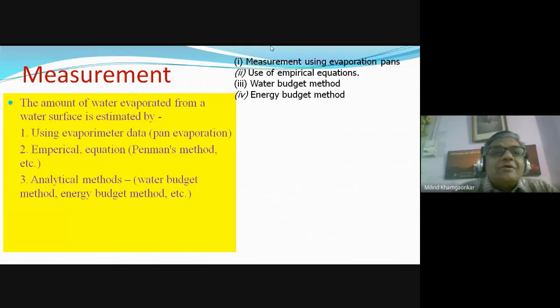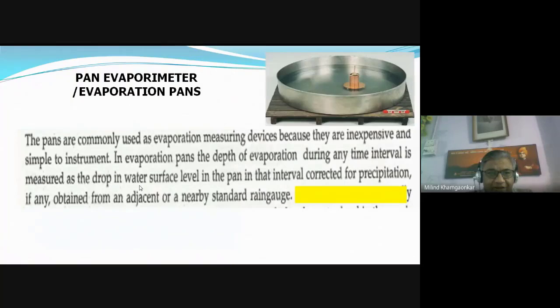Cetyl alcohol is the evaporation control chemical. How to measure the evaporation? There are various methods. The main one is the evaporimeter or pan evaporation. Empirical equations and analytical data are also used. These are the pan evaporimeters, which are called evaporation pans.